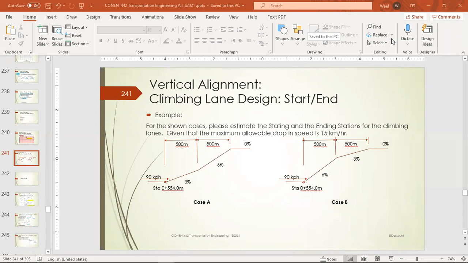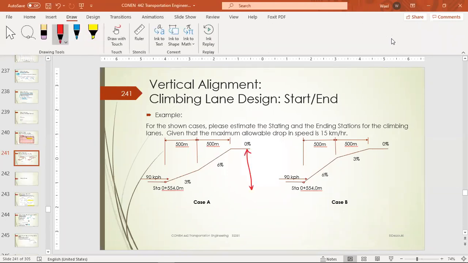Please notice that here we have the same grade difference. In both, delta is the same. The only difference is the sequence. We have a sharp grade in the beginning, then a softer grade at the end. In case 1, in case A, we have a softer grade in the beginning, then a harder grade follows that. So we are going to solve these and see how much difference this affects the exiting speed from these two grades.